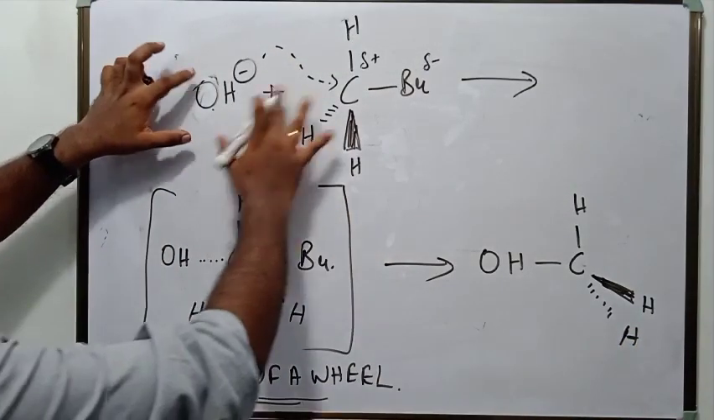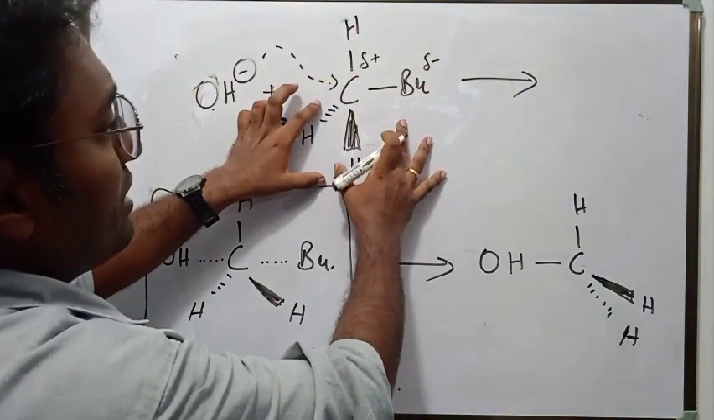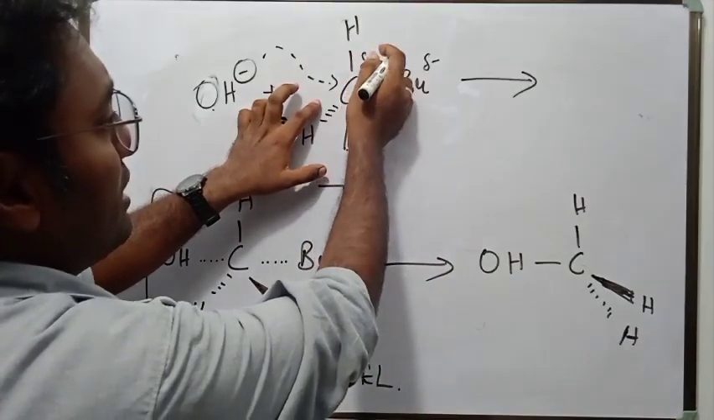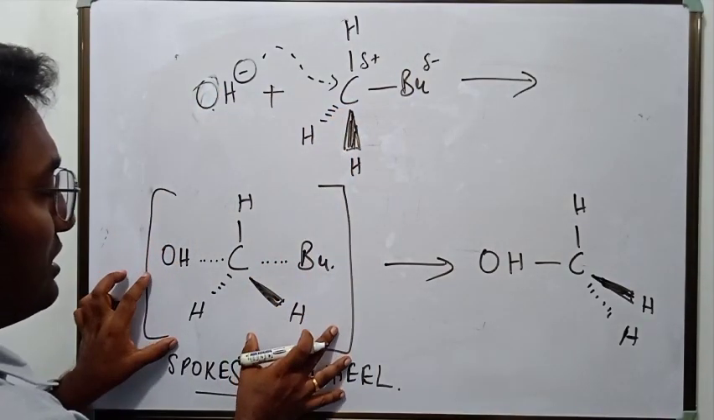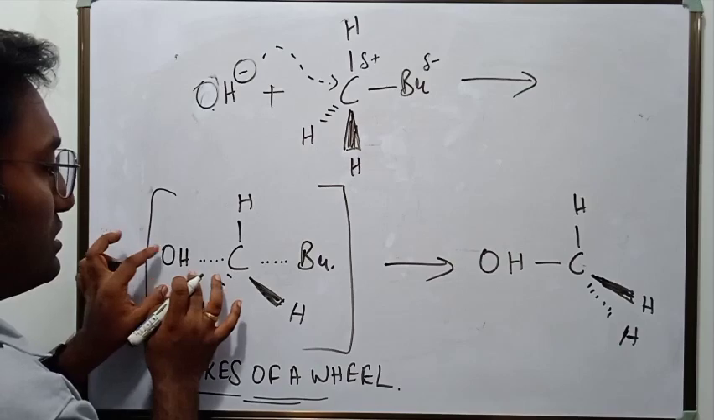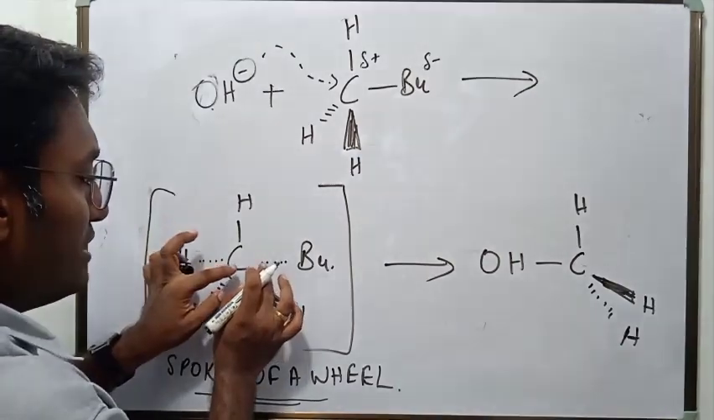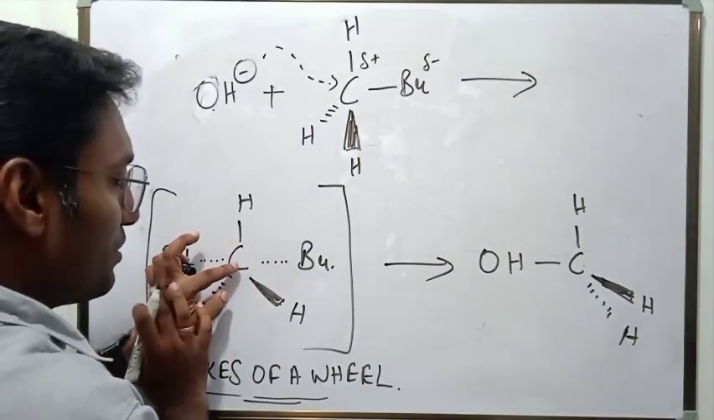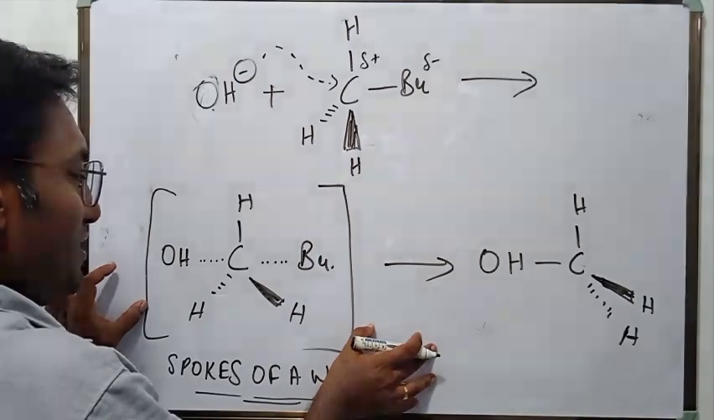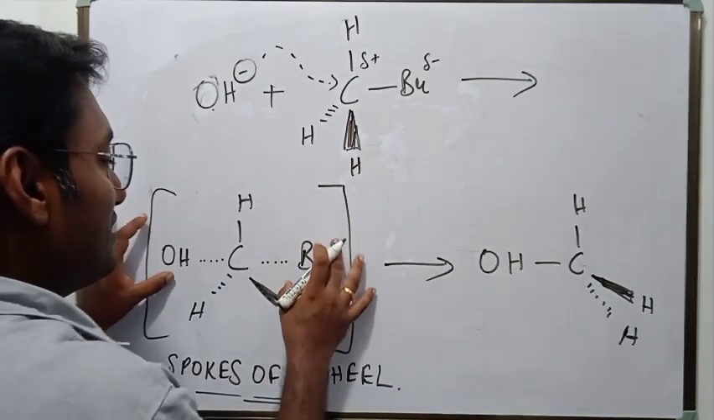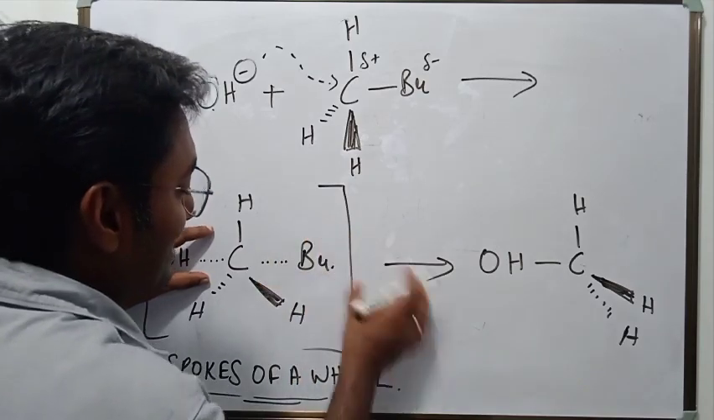I said this is the nucleophile. This is a polar organic compound. There is a dipole in it. The side which is positive attracts OH minus. A transition state is formed in which the C-OH bond is partially formed and the C-Br bond is partially broken. Br has not left, nor has OH entered. They are doing it simultaneously. OH is entering and Br is getting ejected simultaneously.